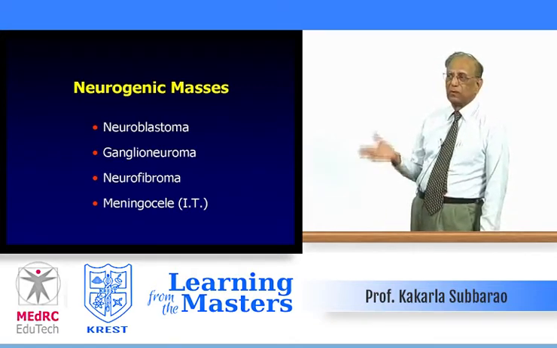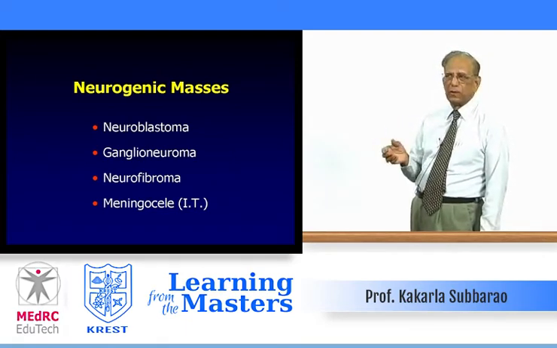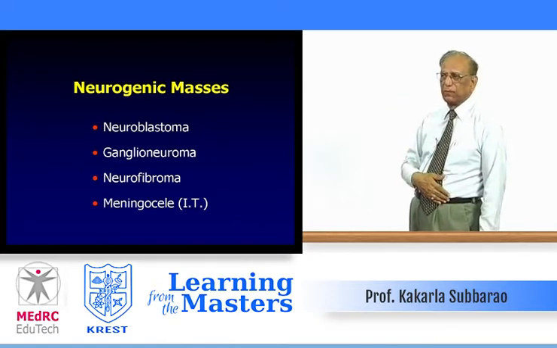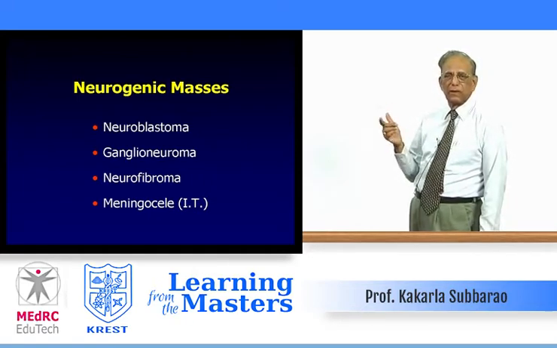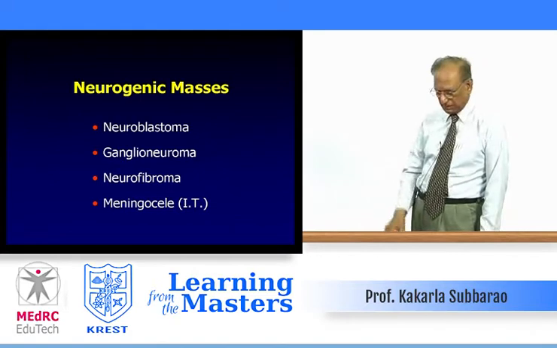Neurogenic mass with ossification or calcification in a child. Neuroblastoma is the first diagnosis. Ganglioneuroma usually is oblong along the paravertebral area. Neurofibroma or a schwannoma. Meningocele you have seen, the lateral thoracic meningocele in neurofibromatosis, but this is solid with calcifications and ossifications, classical of neuroblastoma.